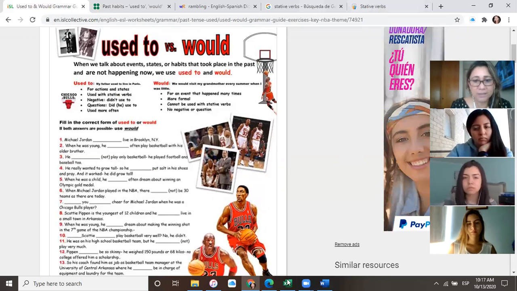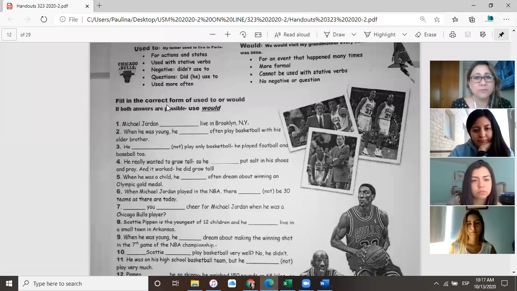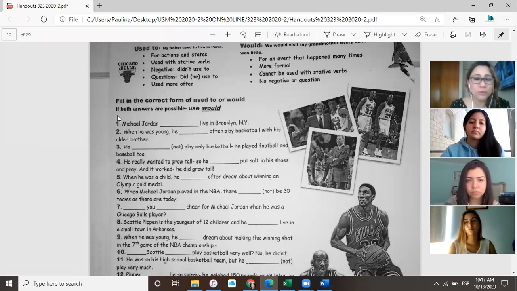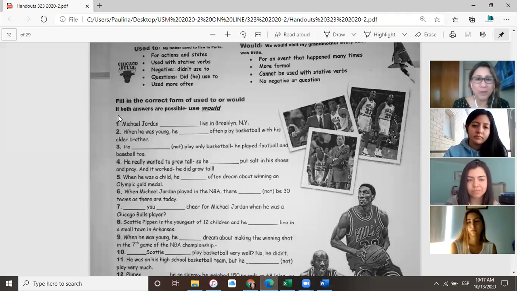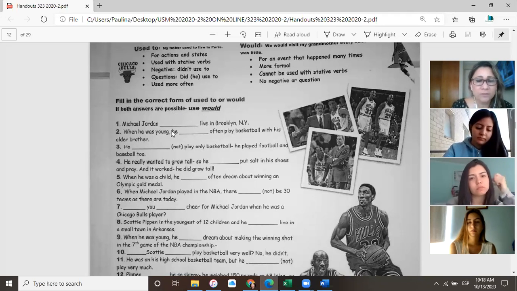So this exercise is in your handouts. And here it says, fill in the correct form of used to or would. If both answers are possible, use would. Yes, for example, live.